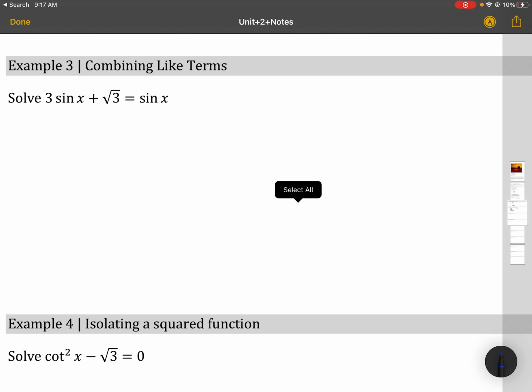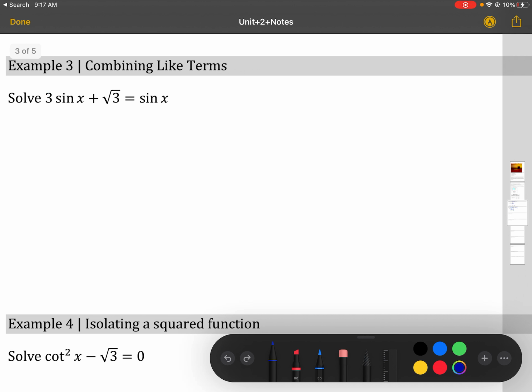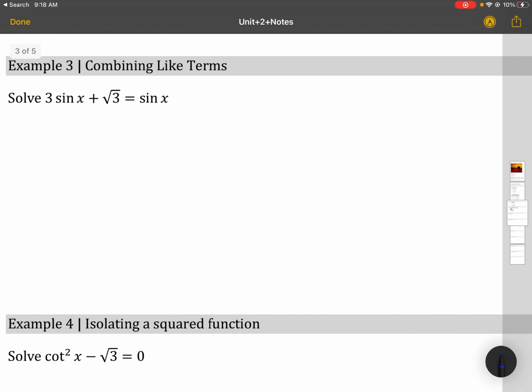Oh, that should be, this should be a 2. My apologies. I didn't catch that. So 2 sine x plus, no, I'm sorry, I take that back. It's fine. I didn't see the other side of the equation. So we have 3 sine x plus square root 3 equals sine x.